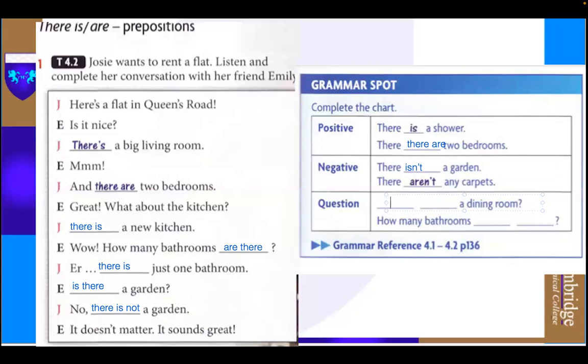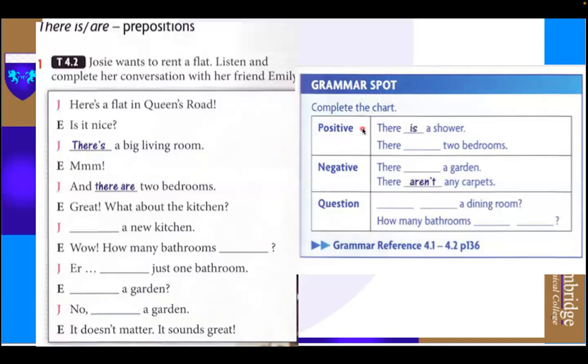Is there? Very good. Is there a dining room? How many bathrooms? There are. No. Are there? Are there? The opposite in the question. Is that clear? Any questions here?